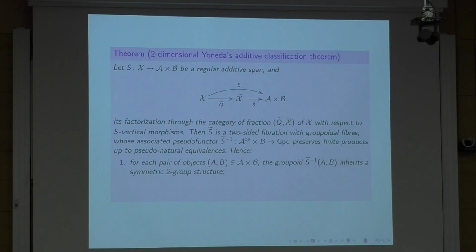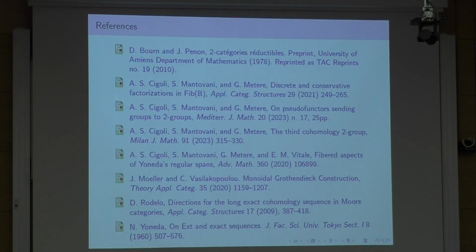And then we can endow every fiber, which is of course a groupoid, with a symmetric 2 group structure, and the pseudo-functors you obtain by fixing each variable then factor through symmetric 2 groups. So obtaining this one-up dimension with respect to the additive classification theory of Yoneda. Okay, so that's it. Thank you so much for the attention.